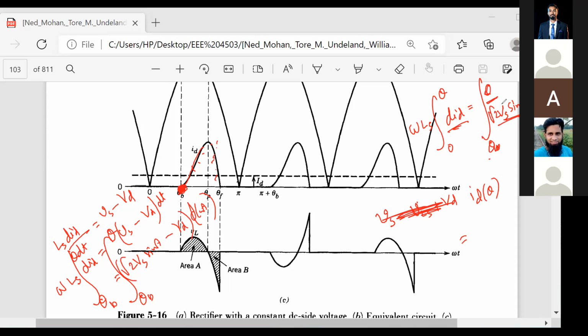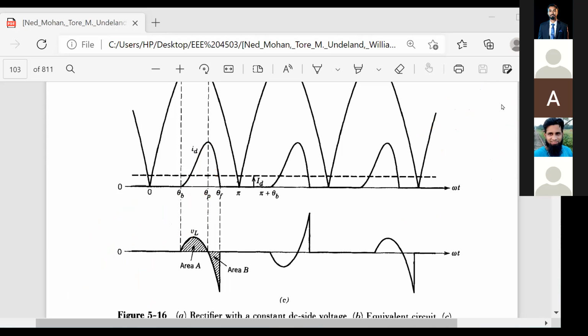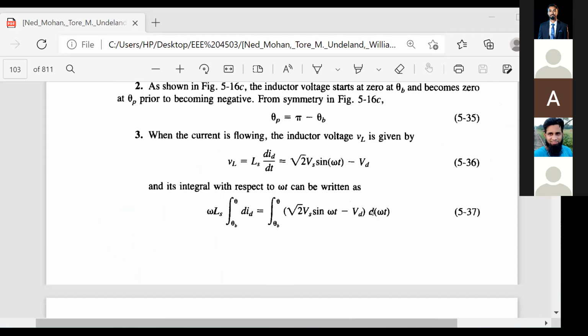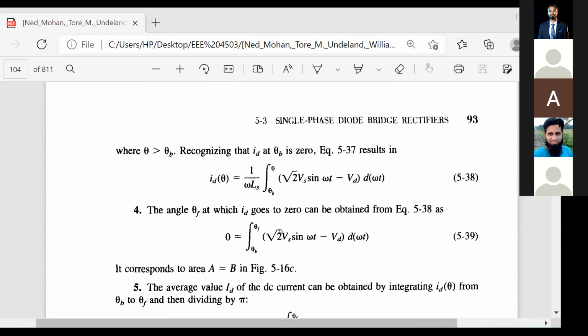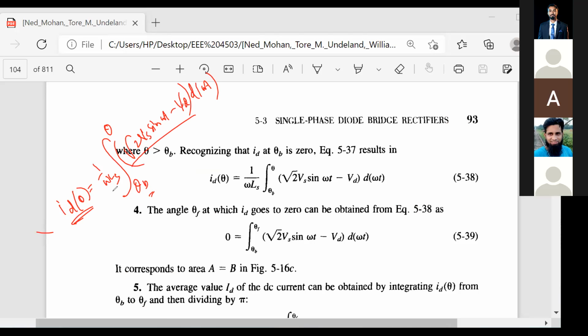And finally, we'll get the equation of ID as this one that we have done. And finally, we'll get this one, right? That I have already shown you. ID of theta will be, with omega Ls gone to the denominator, theta b 0, and then root previous sine of omega t minus Vd. So if you know theta b, then you can always find the expression of ID of theta. Am I correct or not?